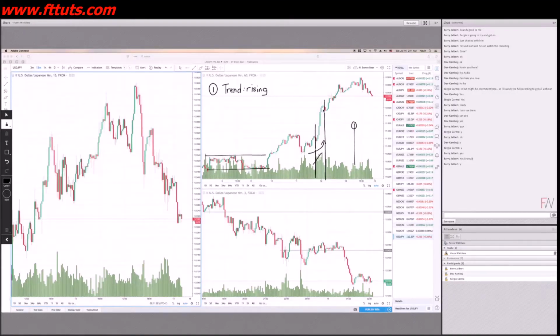Now, what we're trying to do is then compare the pullback volume. The pullback volume needs to be low. Now, what does that mean? Think about it. Why does the pullback volume need to be low? Okay, no sellers. What else? Not many people looking to go against the trend. Okay. Yeah. So basically that's it, right?